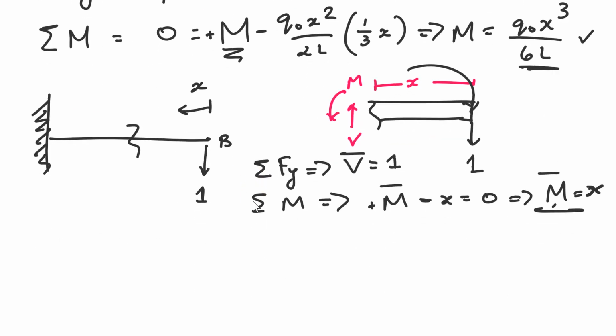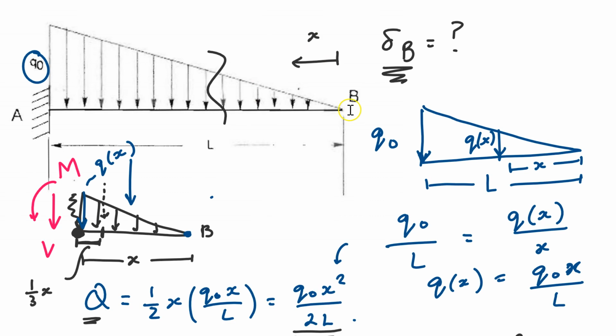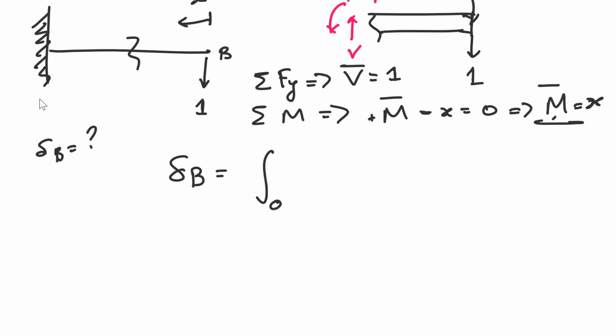How do we find the deflection, right? That's the whole question. How do we find this delta B? That's our question in the beginning. And how do we find it? Well, there's this formula. The formula says that delta B is equal to the integral along this whole path, so from 0 all the way to the end, which is L. So the integral from 0 to L of m times m bar over EI dx.